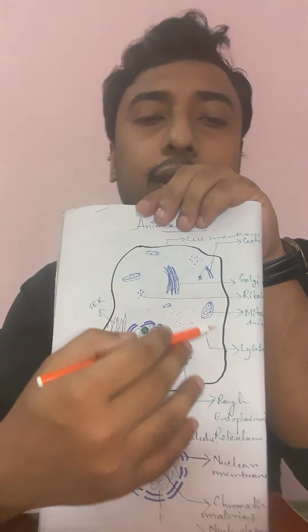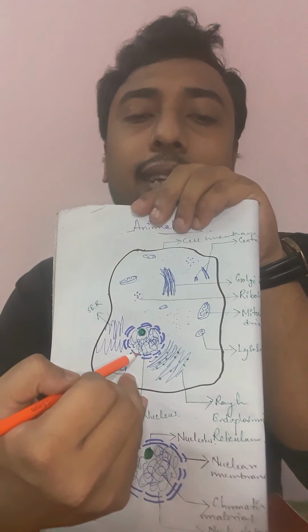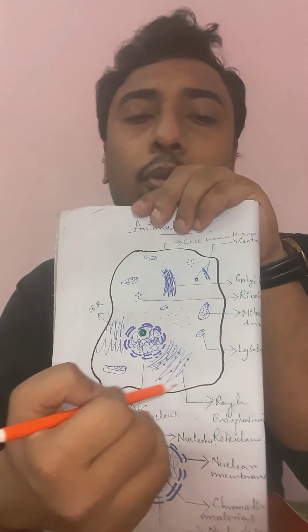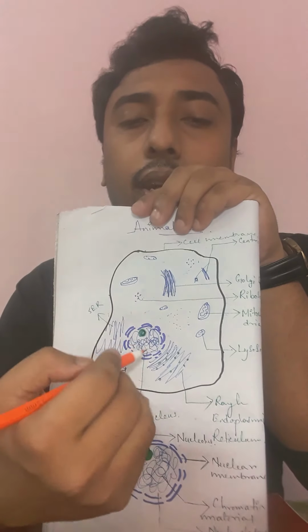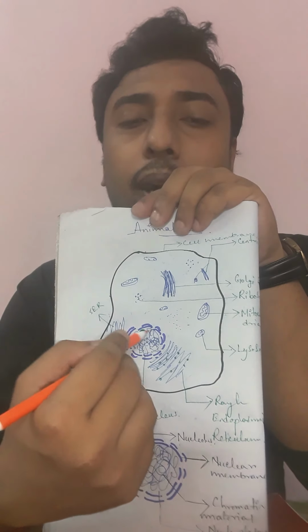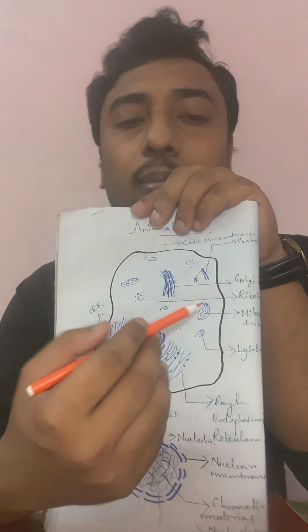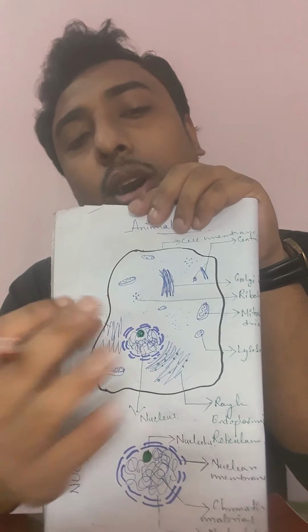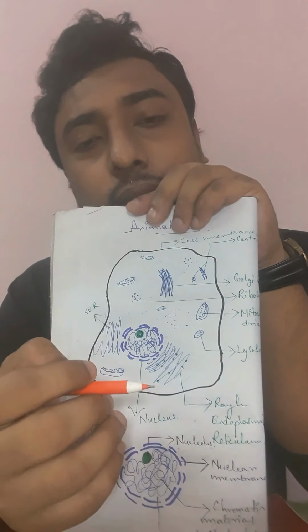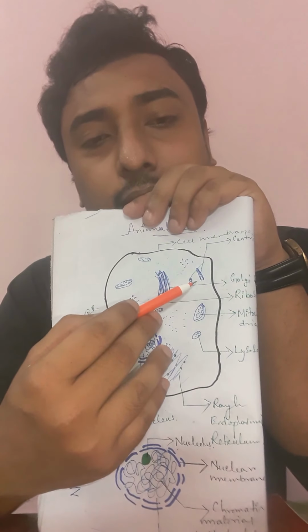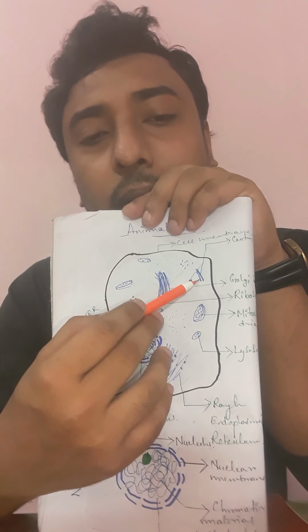Now in the animal cell, except nucleus, the entire portion is cytoplasm. So you know what are the different parts of nucleus. Now I will tell you what are the different parts of cytoplasm. In cytoplasm, cell organelles are present. What are the cell organelles? Just like, see the structure here, centrioles are present here.